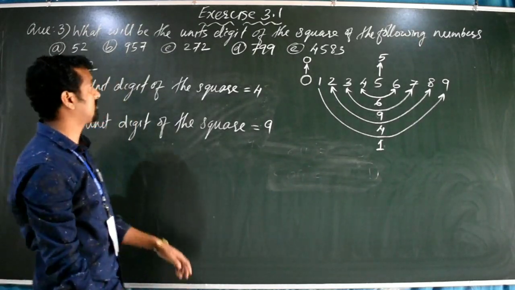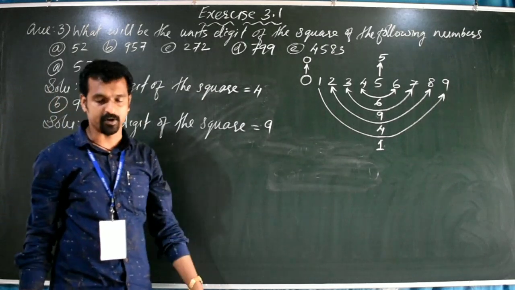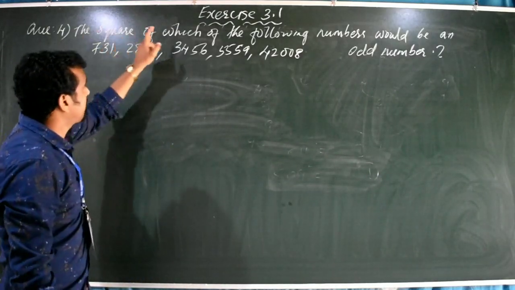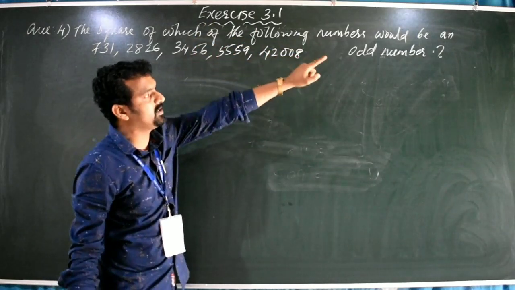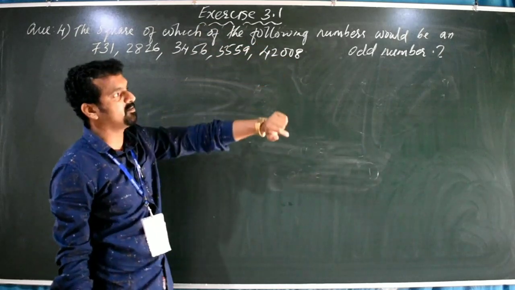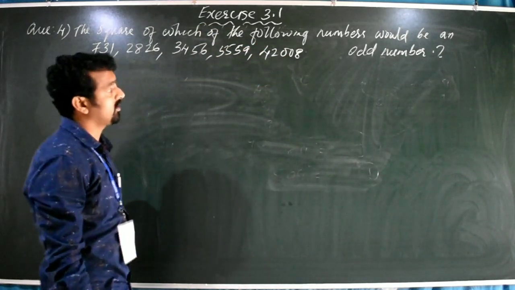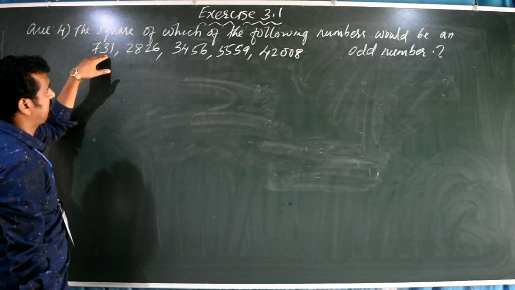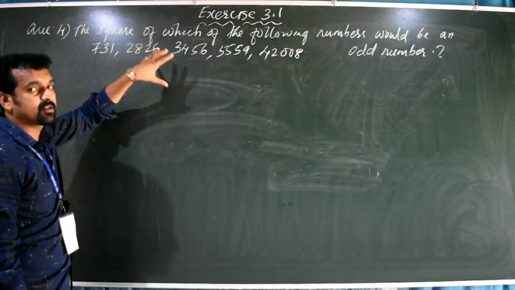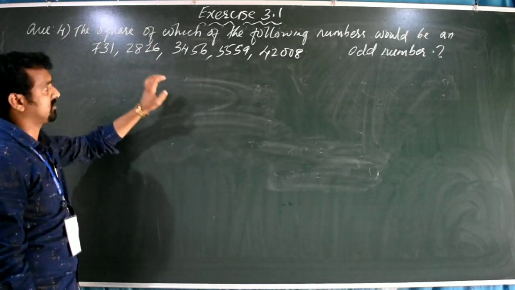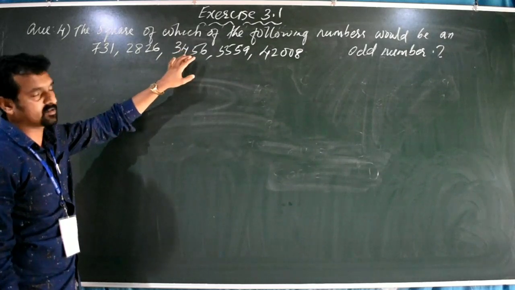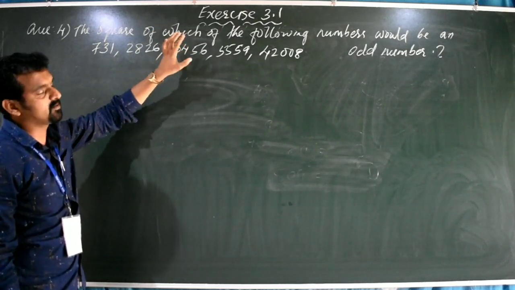Okay, now next question, question number 4. The square of which of the following numbers would be an odd number? If we find out the square of these numbers, which numbers will give an odd number?